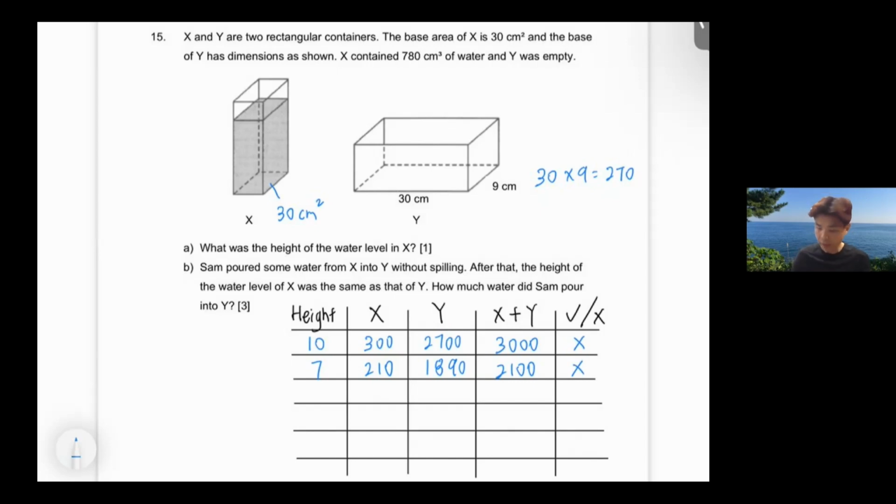So let's try 5 cm. The volume of water in X will be 30 times 5. That will be 150 cubic cm. As for the volume of water in Y, it will be 270 times 5.